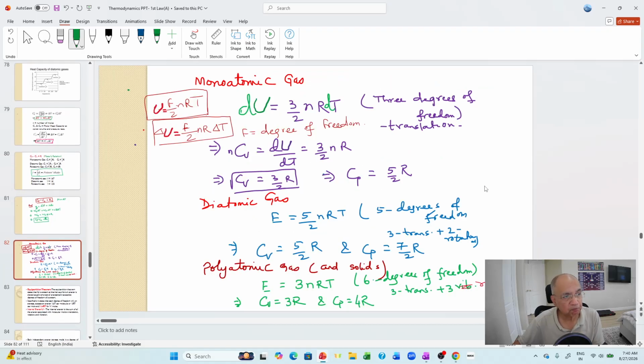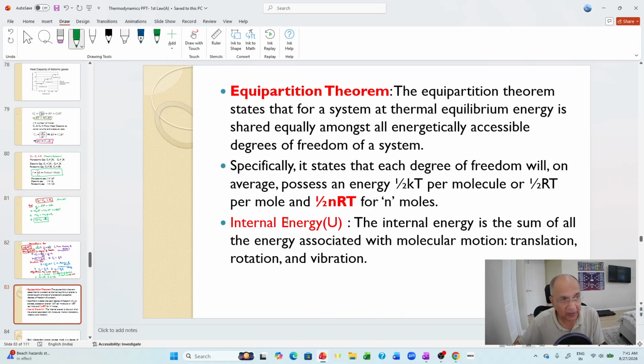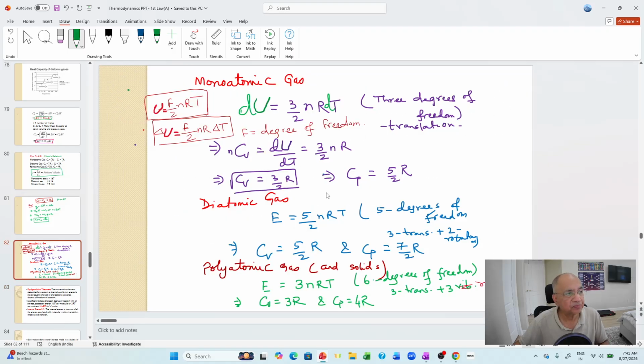Now this is the main source where this 3 by 2, 5 by 2 have come. Actually, the internal energy I have given you in my notes, the absolute internal energy, is given by the expression F into half nRT. F is the total degrees of freedom that a system has. I'll tell you what that degrees of freedom is. Half nRT is for each degree of freedom. That is the law of equipartition theorem.